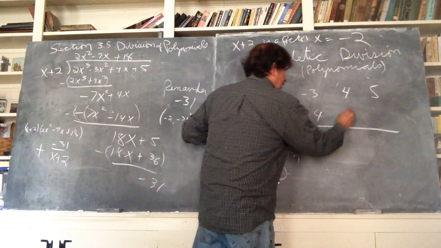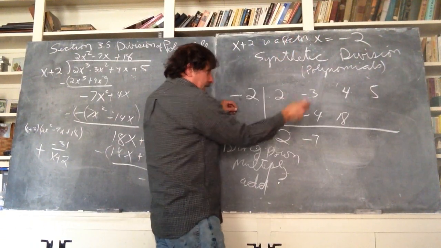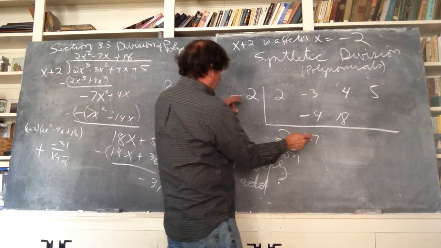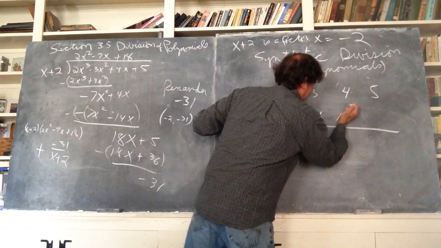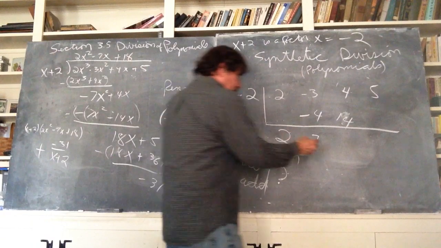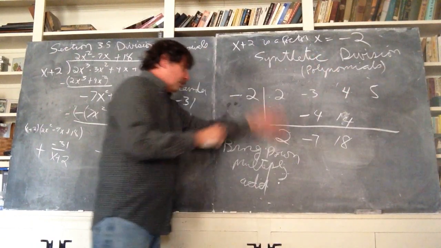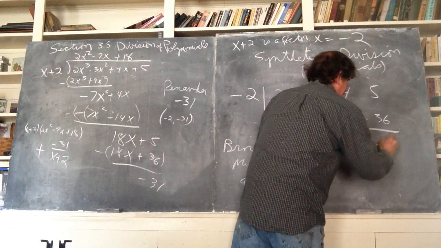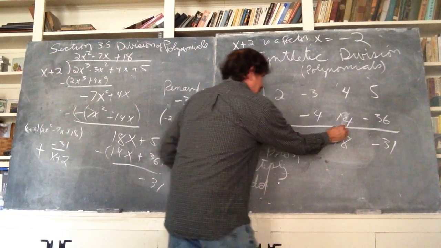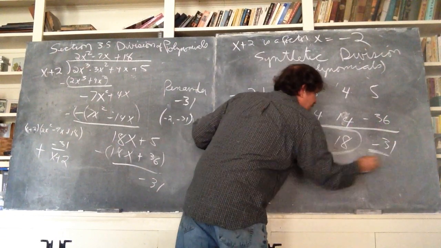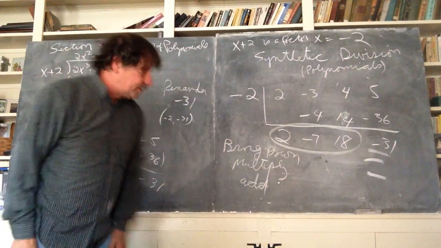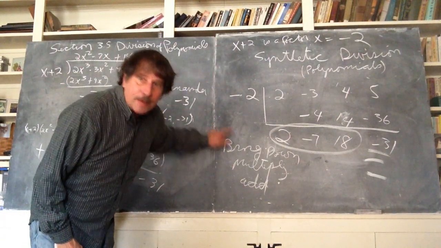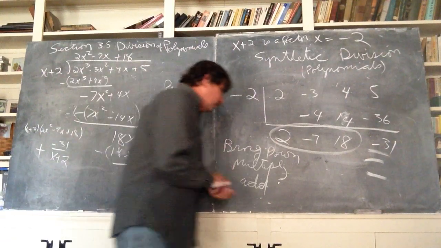Multiply. And then add those 2. 14. I'm sorry about that. I'm going too fast. Multiply. Add those 2. Multiply. Negative 36. Add. Negative 31. Same result we just got, only it's called synthetic division. Bring down, multiply, add. Bring down, multiply, add. Let's do another.